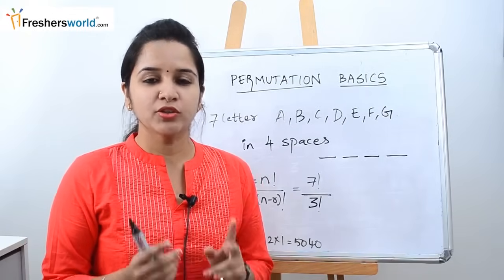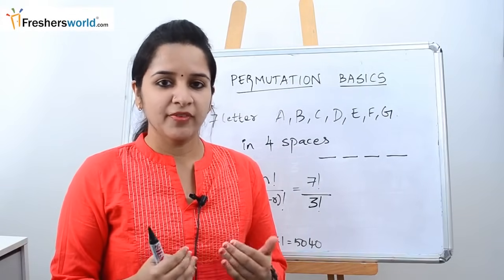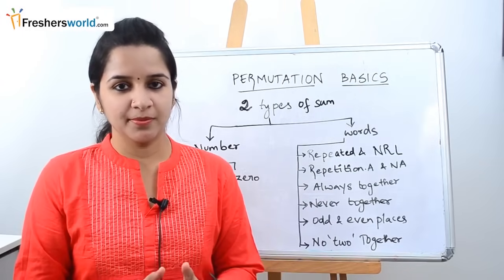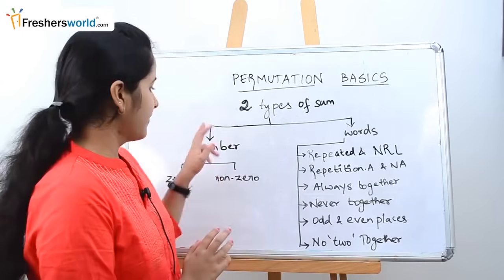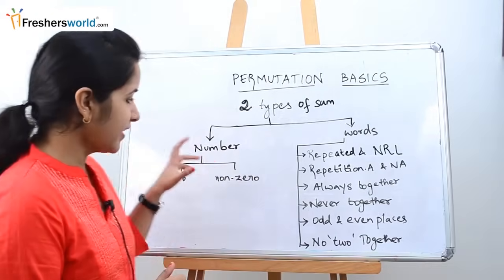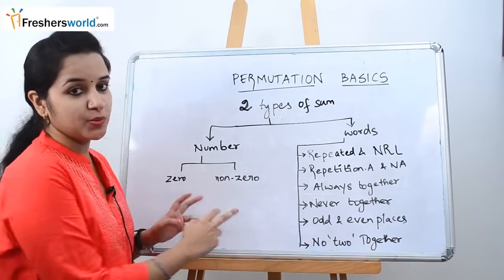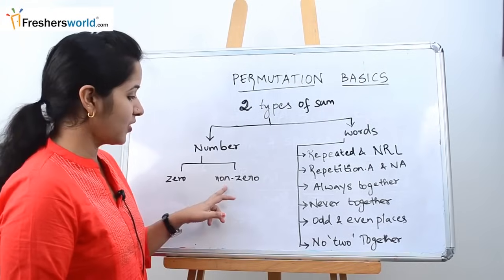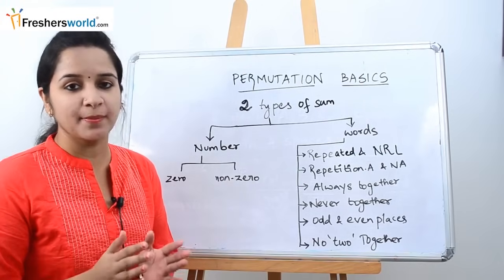Now let us go into the various types of sums that you will face in permutation. There are 2 types of sums in permutation. One where we deal with numbers, another where we deal with words. In case of numbers, we have 2 types: one where 0 is included in the question, and non-zero, where 0 is not a part of the question.